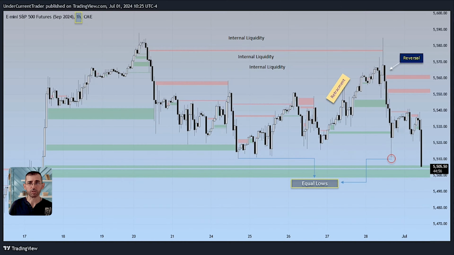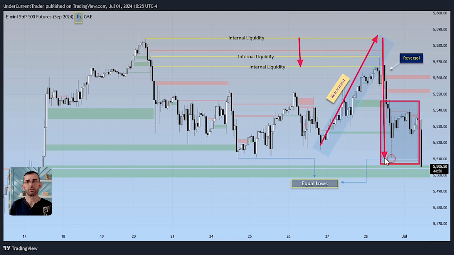So after seeing this particular price structure on the 1 hour time frame emerge, where the market, after retracing this cluster of highs or this area of internal liquidity, reverses and nosedives, eventually creating on the way down another equal low. We then make a 180 into this imbalance zone up here, drop again, and then retrace into another imbalance zone.